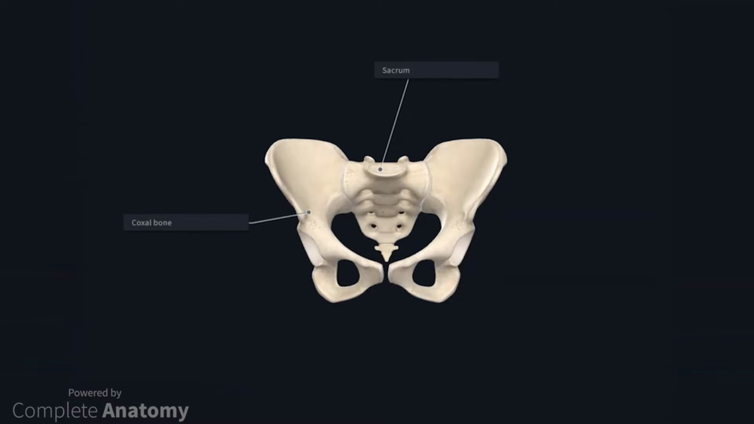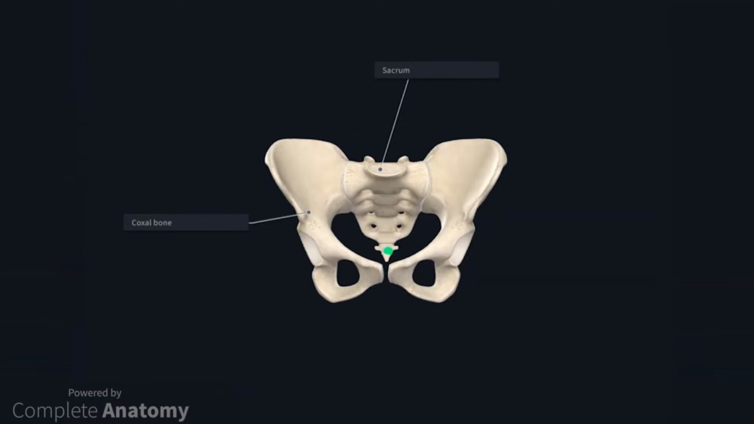The osteology of the pelvic girdle includes the two coxal bones, or pelvic bones, and the sacrum. As you can see, the sacrum articulates with the two coxal bones laterally. The two coxal bones articulate anteriorly here, though this joint is not included on the model at the moment.